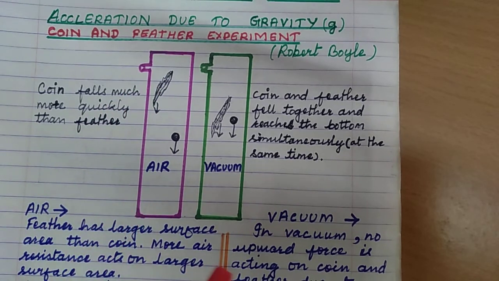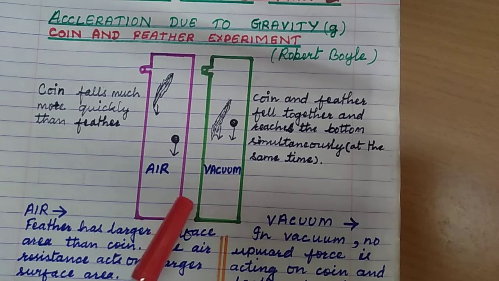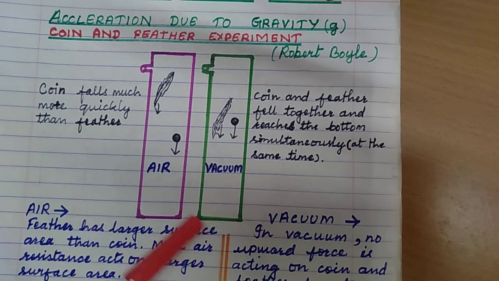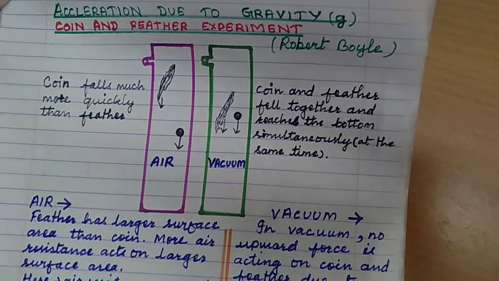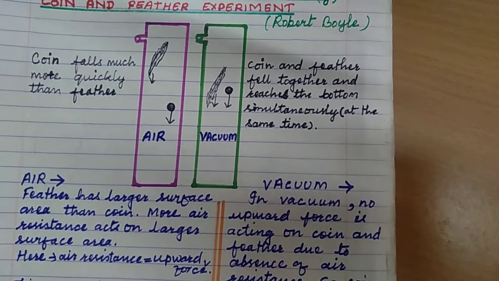But when there was no air in the cylinder, when it was vacuum, the feather and coin fell at the same time. Both of them touched the bottom of the cylinder at the same time. So what could be the explanation of this activity? In the first case, the feather has a larger surface area than the coin. The feather is much lighter, its weight is much less, and it has a larger surface area.